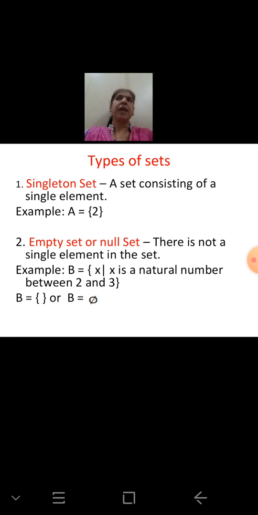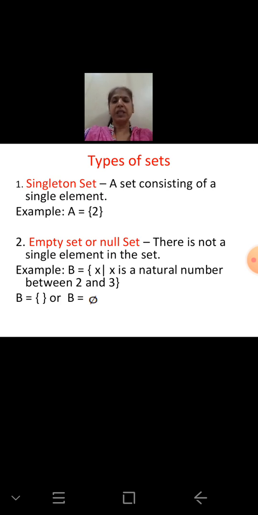Second set, empty set or null set. Now when we use the word empty, we say there is nothing. So there is not a single element in the set. For example, set B is the set of all x such that x is a natural number between 2 and 3. Now is there any natural number between 2 and 3? No. So we have the numbers 1, 2. After 2 comes 3. Between 2 and 3, do we have any natural number? No. It means there is not a single element. It is an example of an empty set.